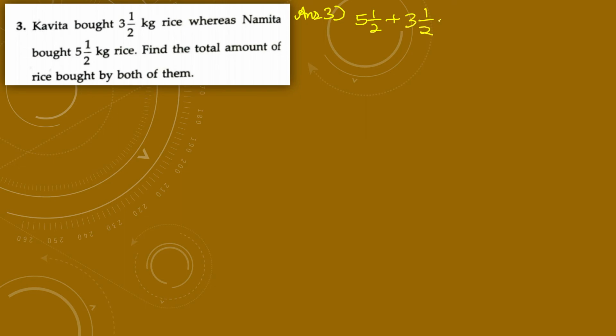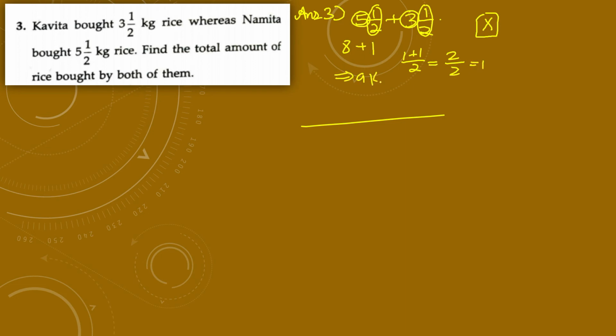Yes, you have to write statements in the exam, but I'm going to just solve the question directly. So now the total weight would be just the addition of them. There is no need of converting them into improper fractions, because we know that 5 plus 3 is 8, and half plus half equals 1 whole upon 2, which is 2 upon 2, which is 1. That is 8 plus 1, which equals 9 kg, and the answer is pretty clear.